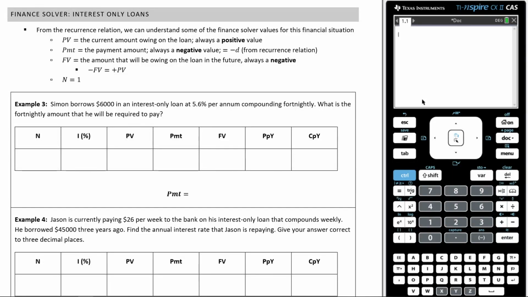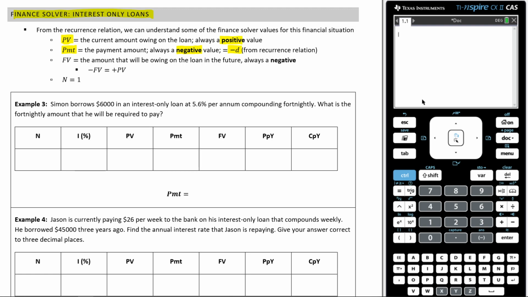All right, let us now talk about using the finance solver for interest-only loans. From the recursion relation, we can understand some of the finance solver values for this financial situation. My present value, so the current amount owing on the loan, is always going to be a positive value. The PMT, the payment amount, is always going to be a negative value, so negative D. And again, that makes sense because it's money coming out of your pocket.